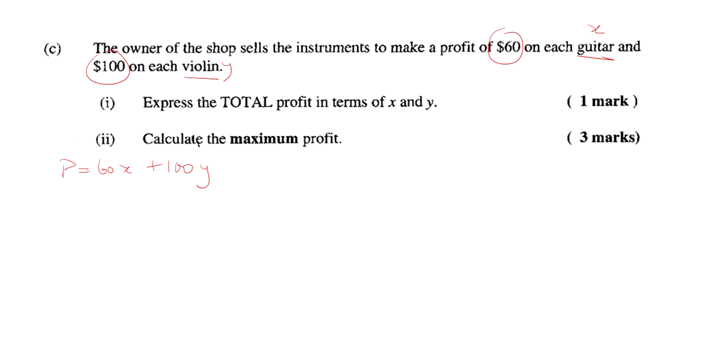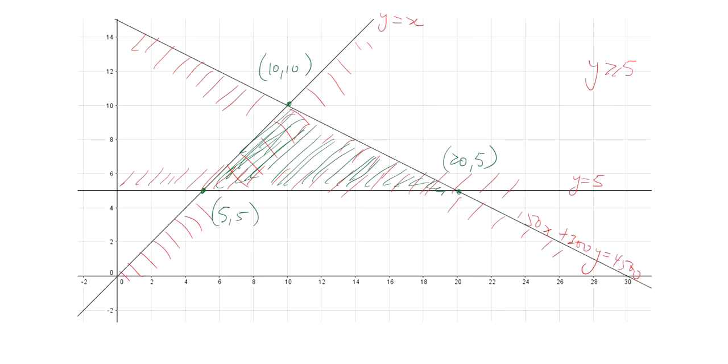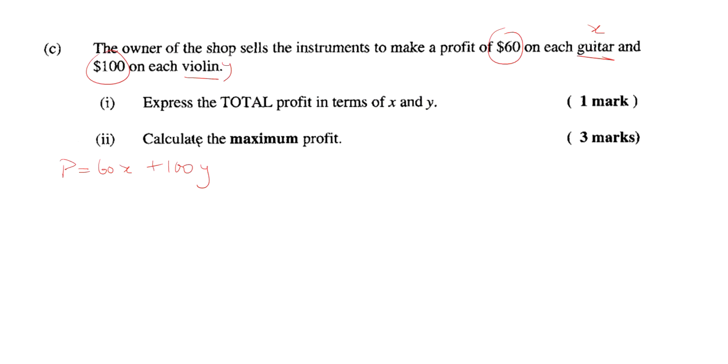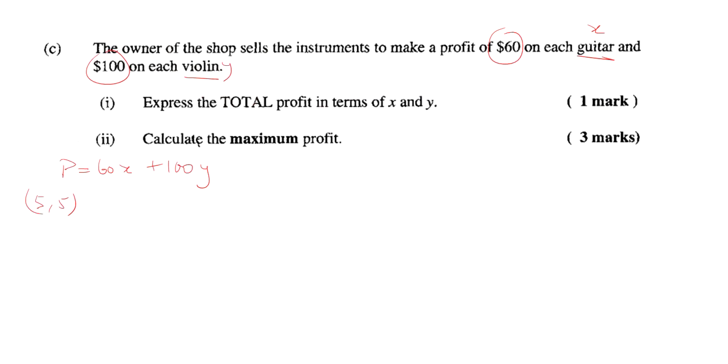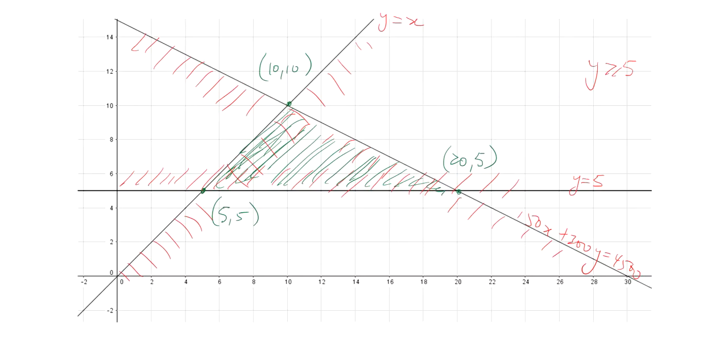Now, in order to get the maximum profit, we're going to use the coordinates of the vertices to figure that out. So let's start with 5, 5 as the first one. Let me just write them down. So it's 5, 5, first one. Second one is 10, 10. And the last one is 25, 5.